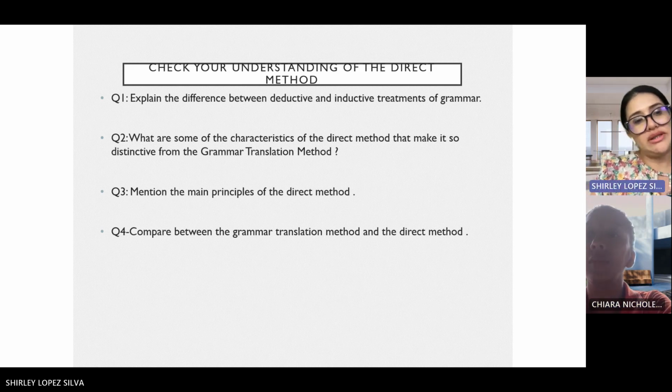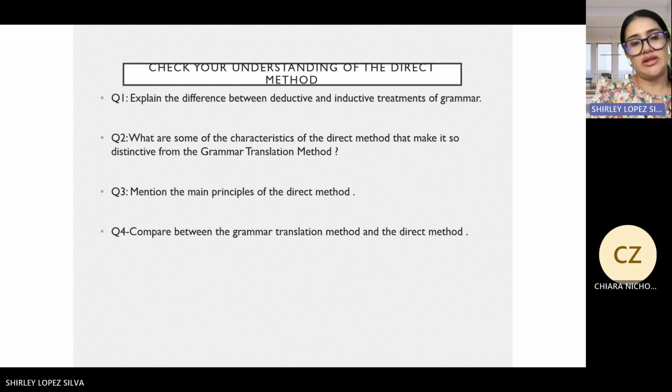I want to mention the main principles of the direct method and compare the grammar translation method and the direct method.